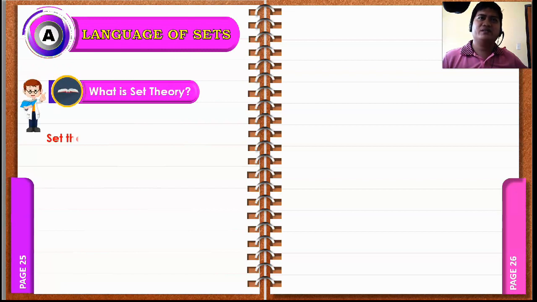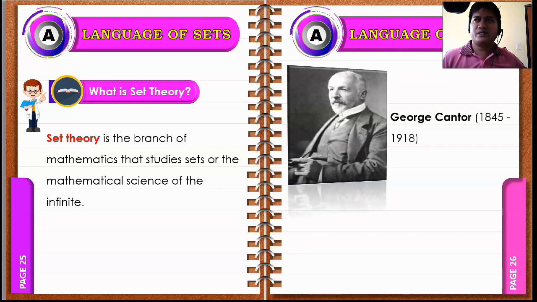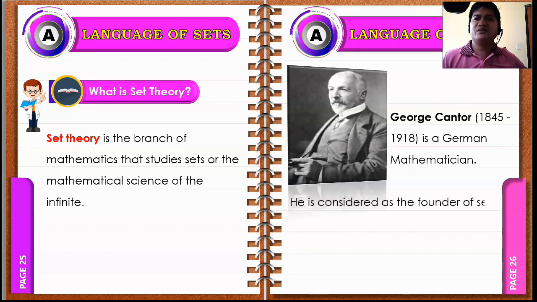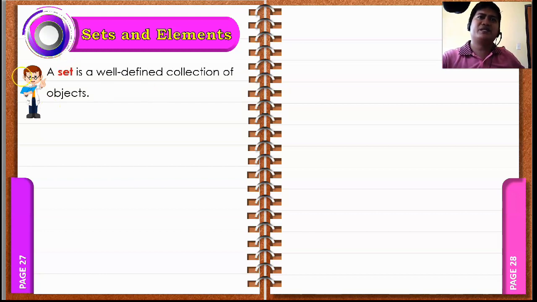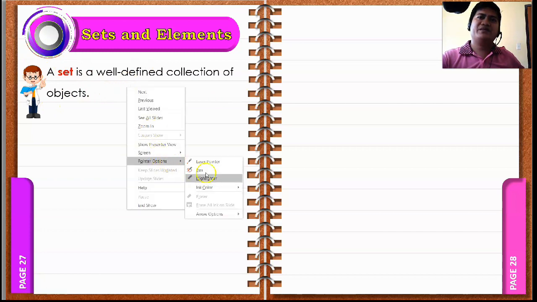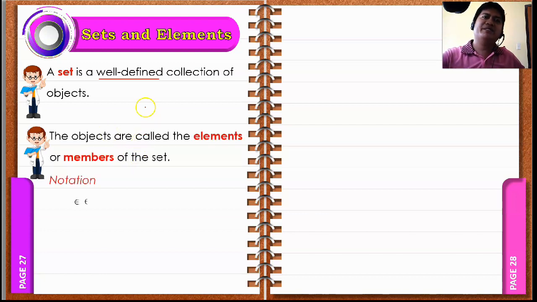So what is set theory? Set theory is the branch of mathematics that studies sets, or the mathematical science of the infinite. Georg Cantor, a German mathematician, is considered the founder of set theory as a mathematical discipline. So let's define a set. A set is a well-defined collection of objects. When we say well-defined, it should be completely defined. The objects are called the elements or the members of the set.